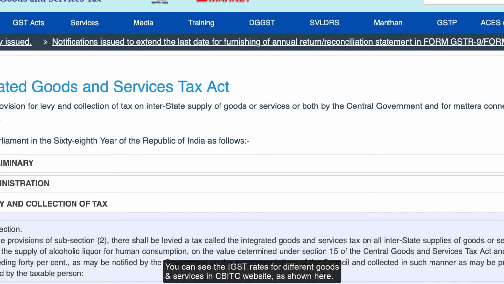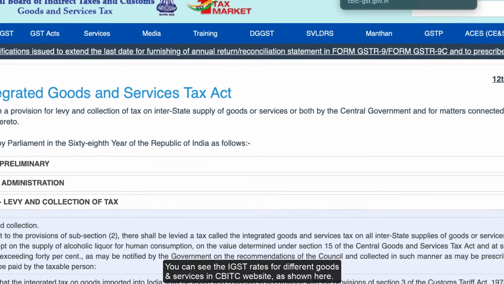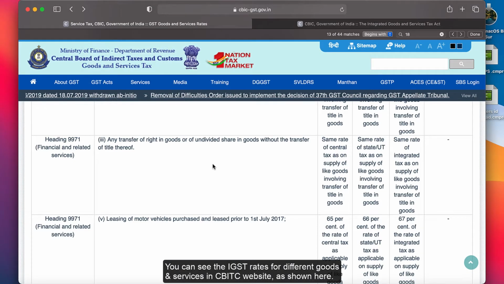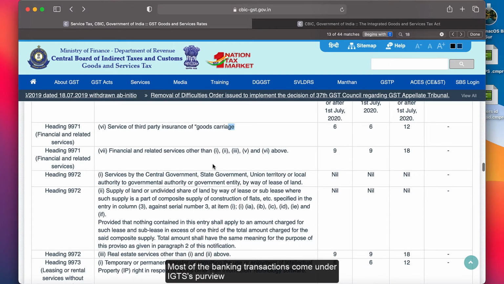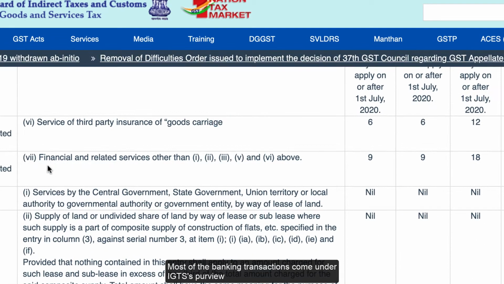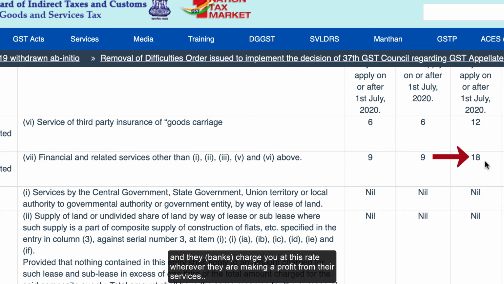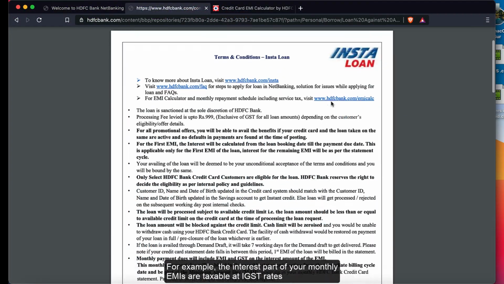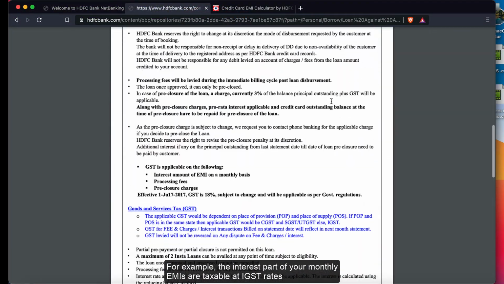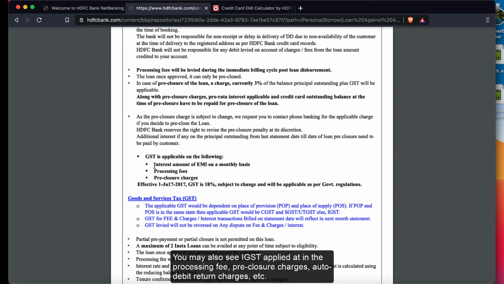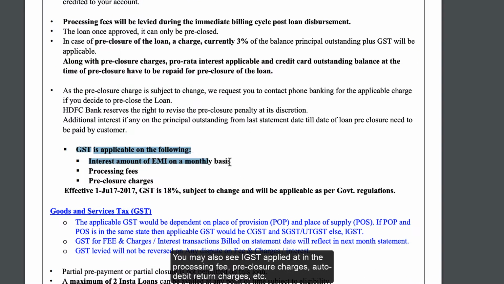You can see the IGST rates for different goods and services on the CBIC website as shown here. Most of the banking transactions come under IGST's purview as customers are from different parts of the country. Currently, the IGST rate for the banking and financial services sector is 18%, and they charge you at this rate wherever they are making a profit from their services. For example, the interest part of your monthly EMIs is taxable at IGST rates. You may also see IGST applied on the processing fee, pre-closure charges, auto debit return charges, etc.